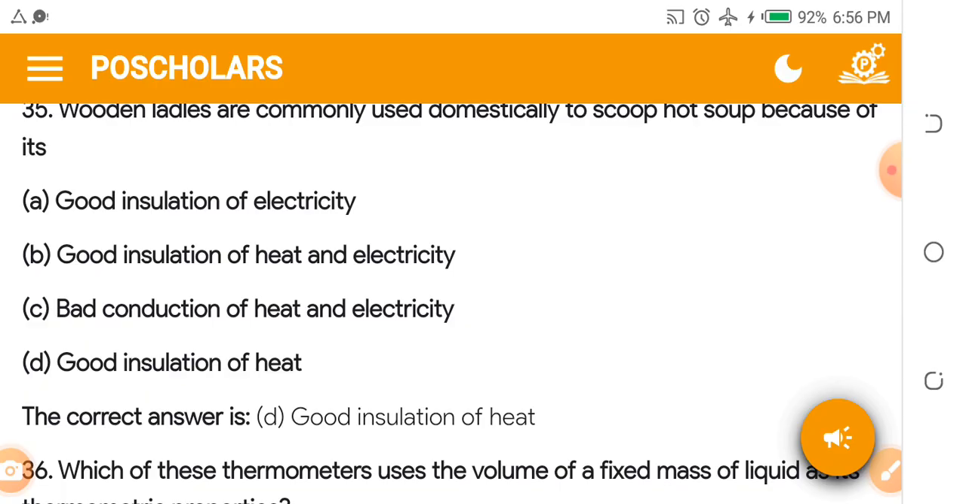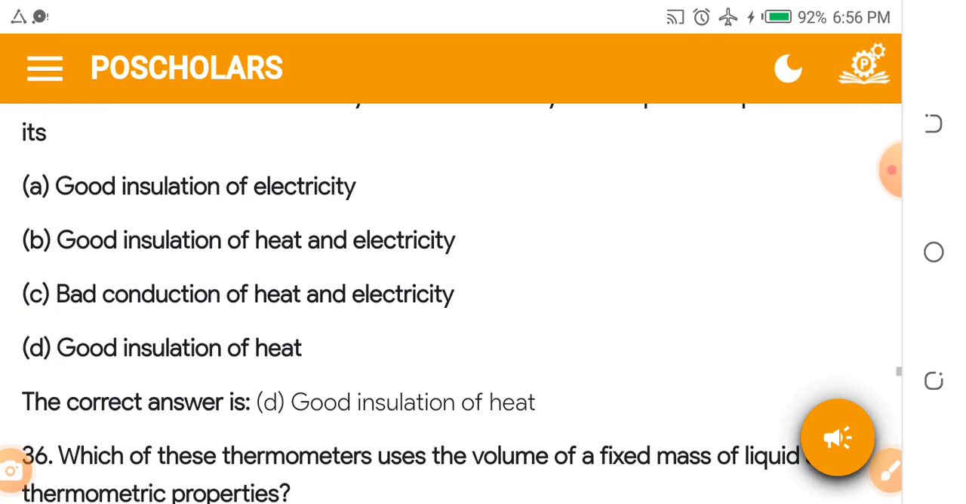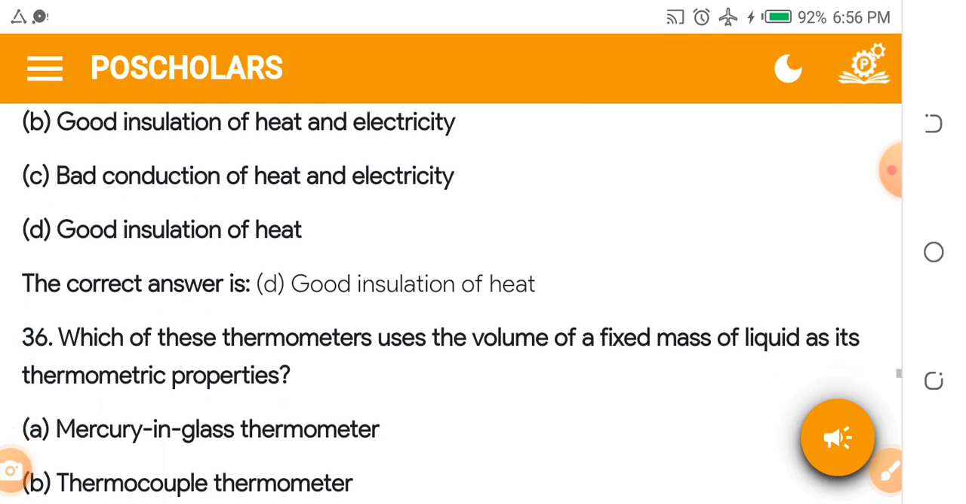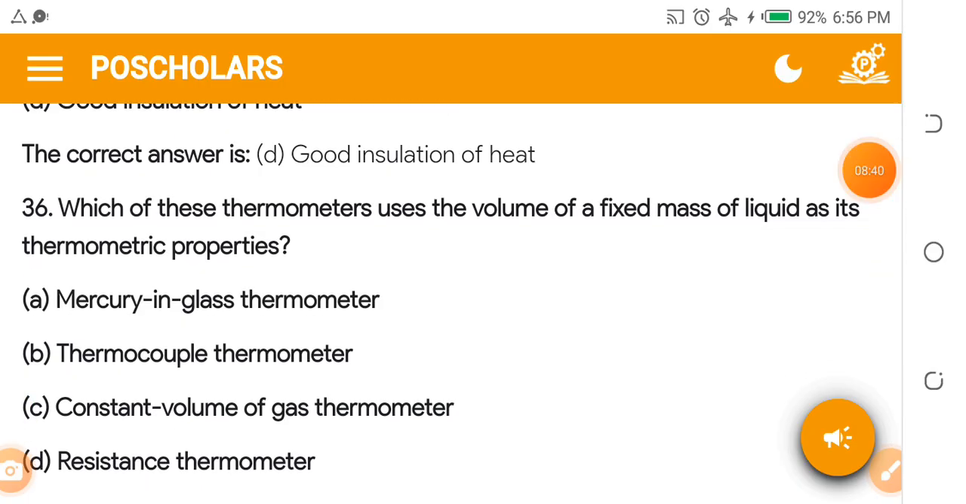It doesn't conduct heat. So if you are using wood, even when you put it in hot soup, the heat will not reach you. Are you following?